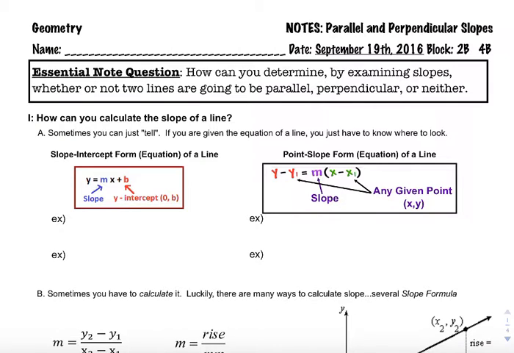Let's go ahead and talk a little bit about slopes, parallel and perpendicular slopes, and how you can tell just by looking at the slopes that you're dealing with something that's parallel or perpendicular. There's going to be a couple ways to do this, but the first thing we have to talk about is slope itself. Now, this is not a new concept for us, of course.